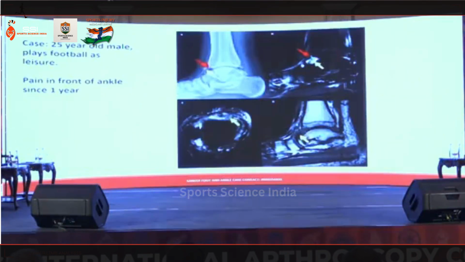So we'll start with the case. A 25-year-old male. He plays football and he has had pain in the foot and ankle for one year. These are images, not of this patient. I did not have them, I just put them for representation purposes. But this is a similar kind of picture which this patient had. That was anterior ankle impingement in the X-rays, CT, and the MRI.